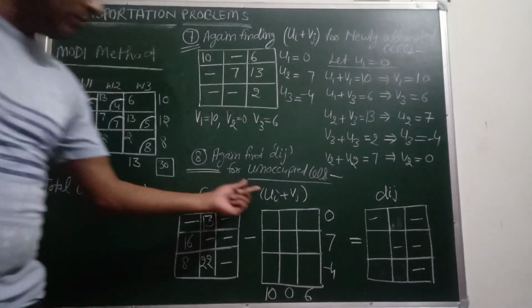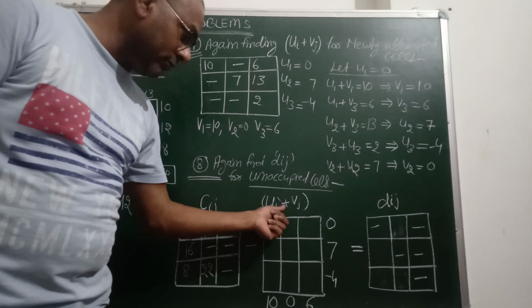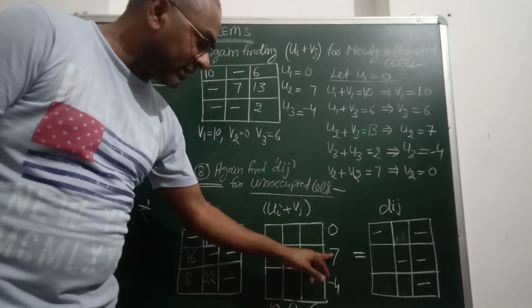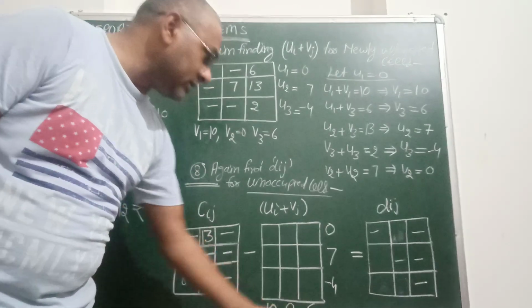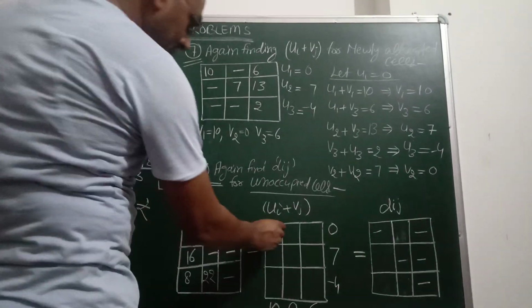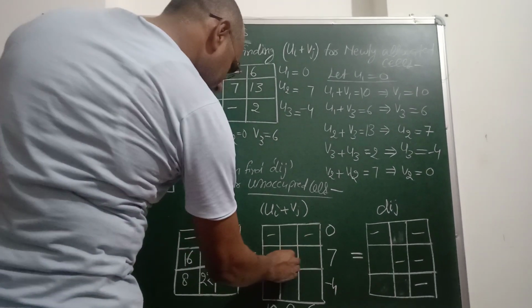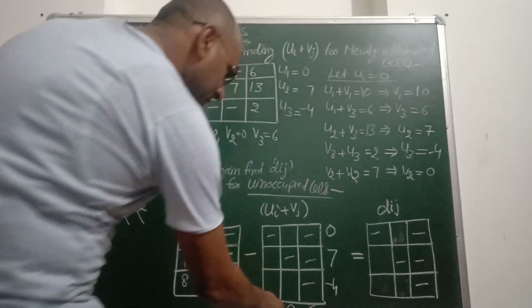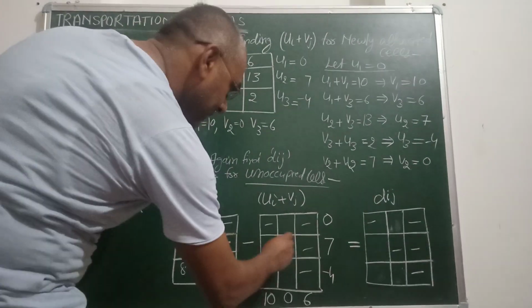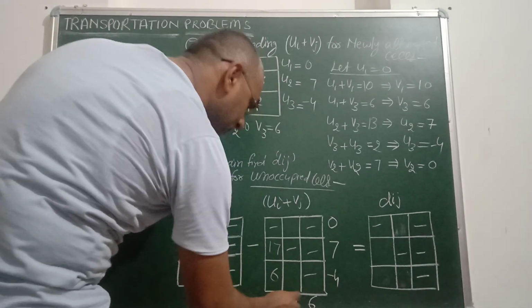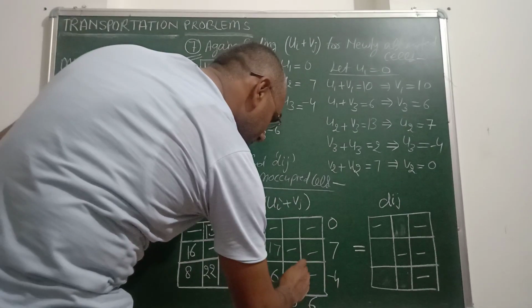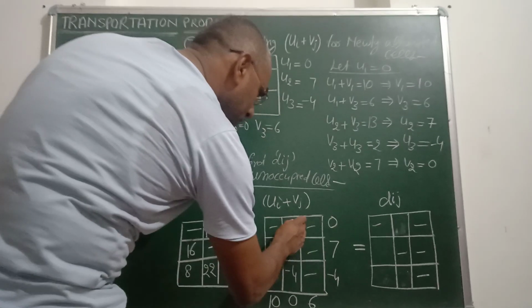Now again, what do we have to find? We have to find the value of ui plus vj. We have written these values from there: 0, 7, minus 4, 10, 0, 6, and we have to find the values for unoccupied cells. So this is 10 plus 7, 17. This is 10 minus 4, 6. This is 0 minus 4, minus 4. This is 0 plus 0, 0.